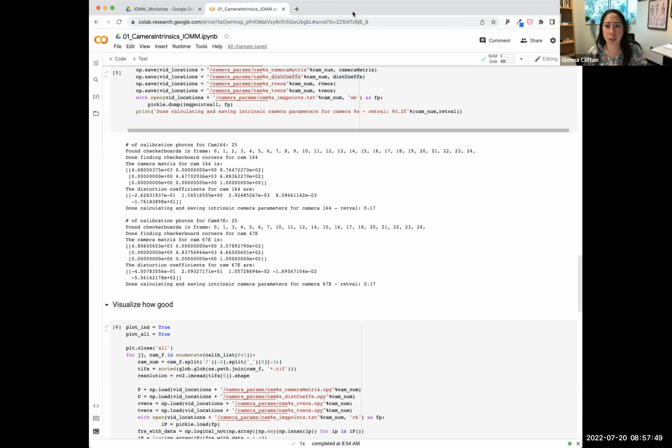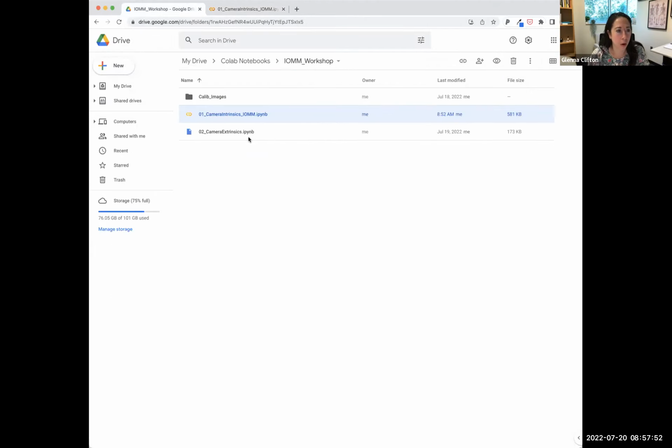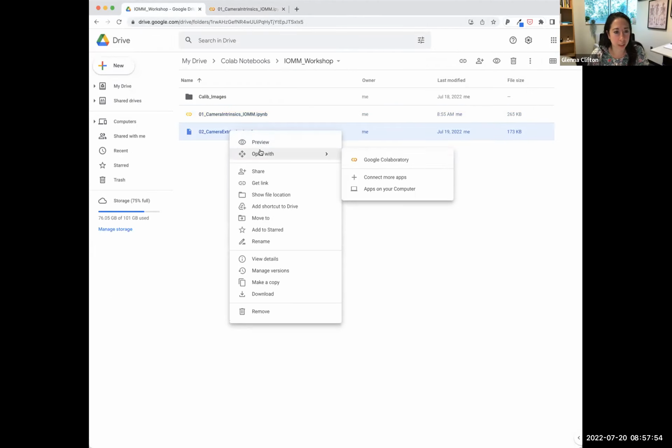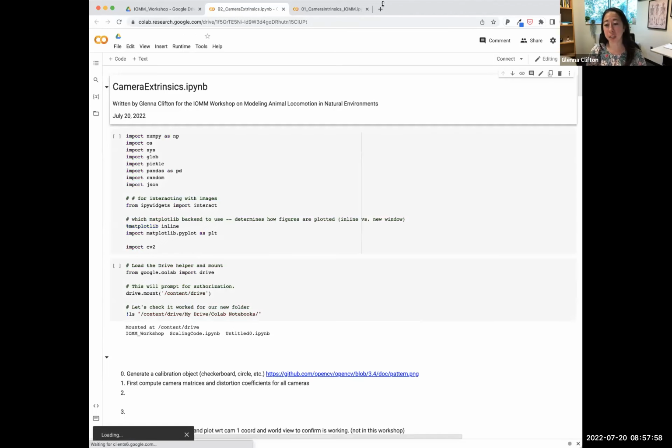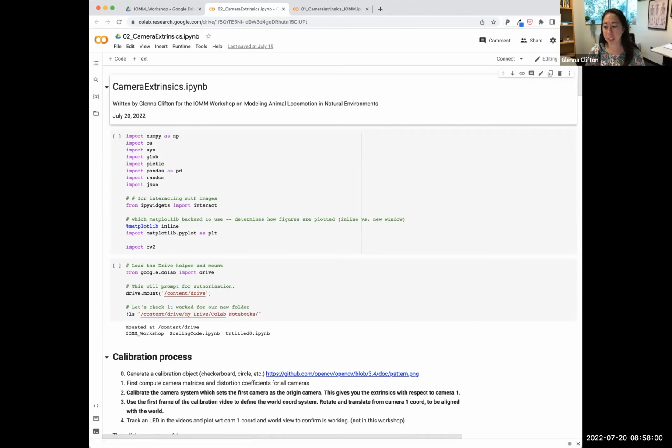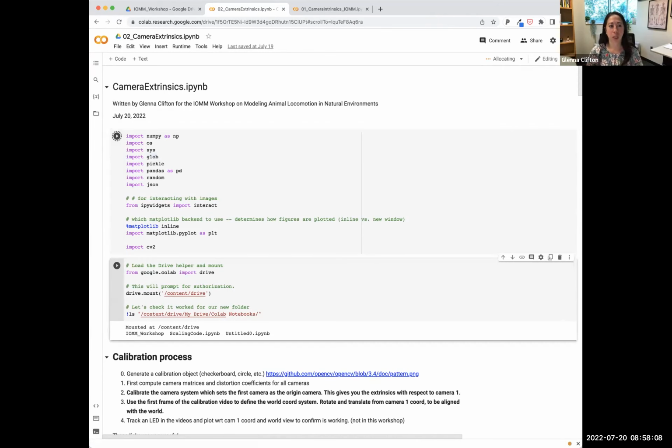Okay, so now we can go and open up our camera extrinsics. And again, I will walk through this really quickly, but it's pretty well commented, so you can work through it on your own, and also feel free to email me if you have any questions. Here, we're going to import the things that we need to work on. It may ask you to confirm that you can mount the drive.